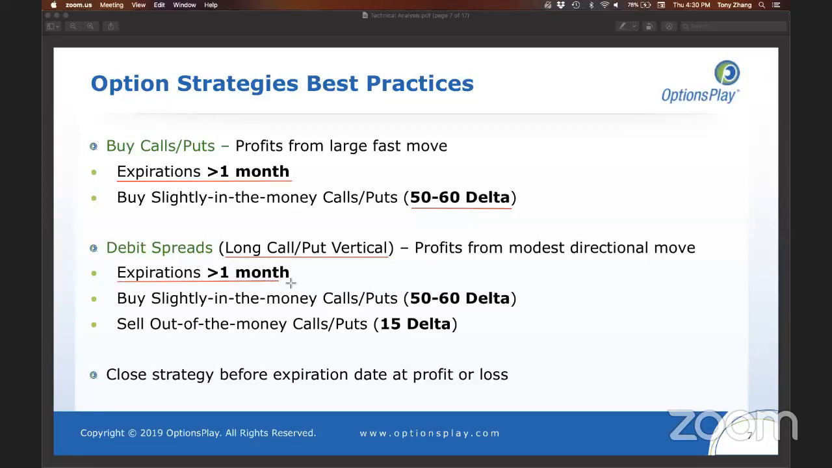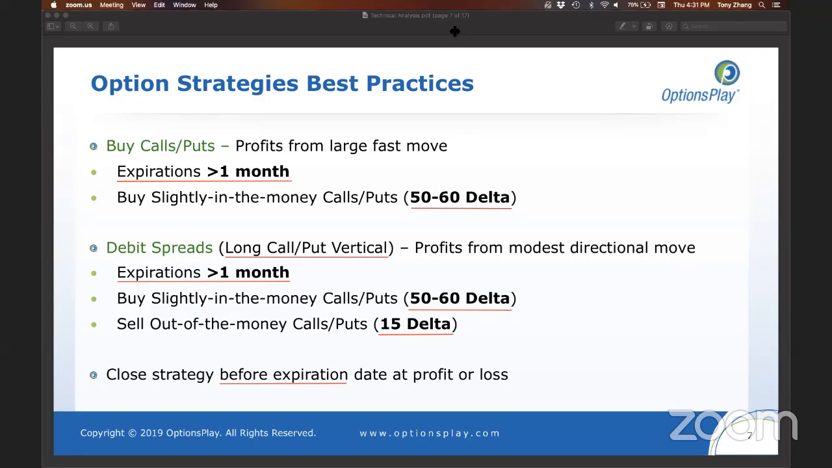And a rule of thumb here is the same. You want to buy an expiration that's at least 1 month out, and you're effectively doing the same thing. You're buying a slightly in the money call or a put, about a 50-60 delta call or a put. But because it's a defined move and you have a specific target price, you want to sell an out of the money call or a put against that, which will help offset the cost of buying that long call or put. It will improve your break-even price on the strategy, and it will even further decrease the time decay that you have on the overall strategy. Now, both of these strategies, because you're buying options, you want to close out the strategy before expiration, either at a profit or a loss, but you want to make sure you close this out before expiration.